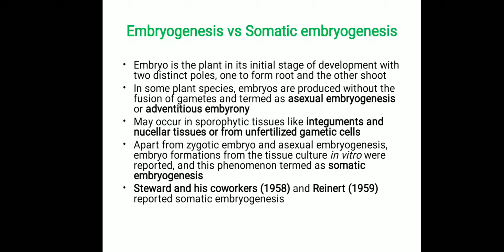In some plant species, embryos are produced without the fusion of gametes, called asexual embryogenesis or adventitious embryony. These embryos may occur in sporophytic tissues like integuments or nucellar tissues from unfertilized gametic cells. Apart from zygotic embryos and asexual embryogenesis, embryo formation from tissue culture in vitro was reported, and this phenomenon is termed somatic embryogenesis. Steward in 1958 and Reinert in 1959 first reported somatic embryogenesis in in vitro culture.